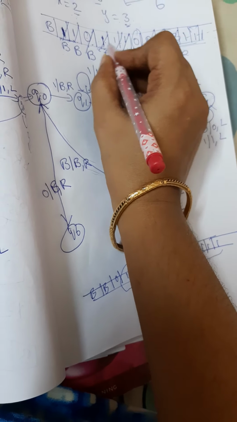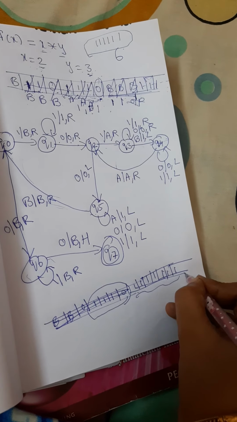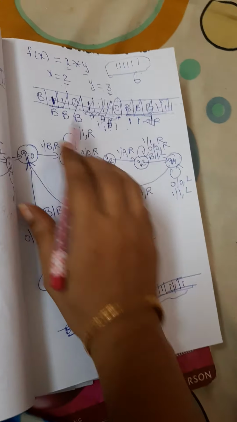Now you have left over 0. And finally, this you take as the Q7 state. Now this 0 also we will make as a blank and we will halt. So this becomes our final state. So finally all these became blank up to here and you have the 6 ones. So that is our solution.